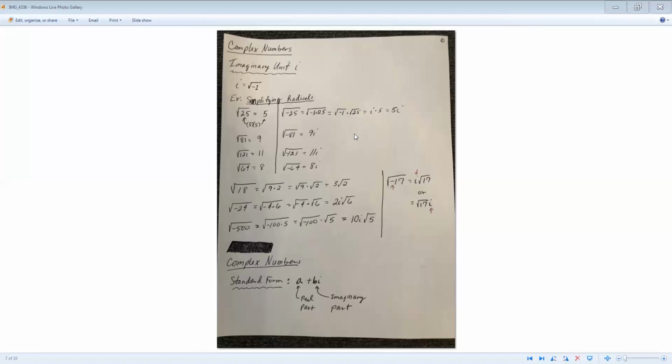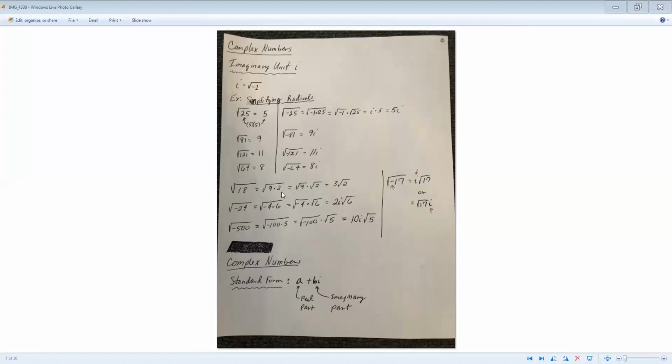Of course, you don't have to go through that whole process. Just recognize that if you have a negative under your square root, then you will always have an i to represent it in its simplest form. So the square root of -81 is 9i. Square root of -121 is 11i. Square root of -64 is 8i.